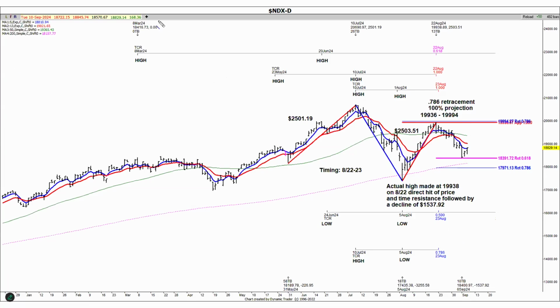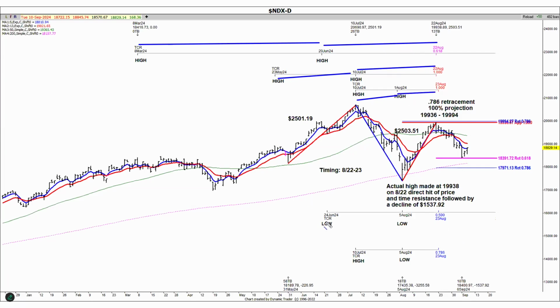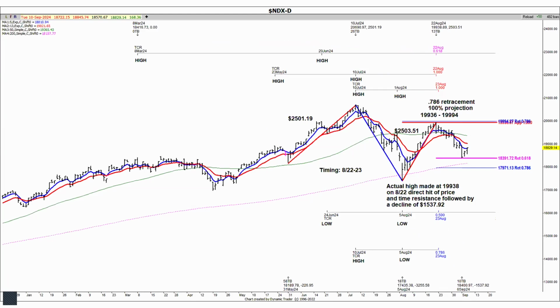The timing aspect, we had a high to a high, 618, August 22nd. Had another high to high, 100%, August 22nd. Another high to high, 100%, August 23rd. A low to low, 50%, August 23rd. A high to low, that would be this high to this low, 786 in time, August 23rd. So August 22nd, 23rd was the time window for a possible high. And the actual high was made on August 22nd.